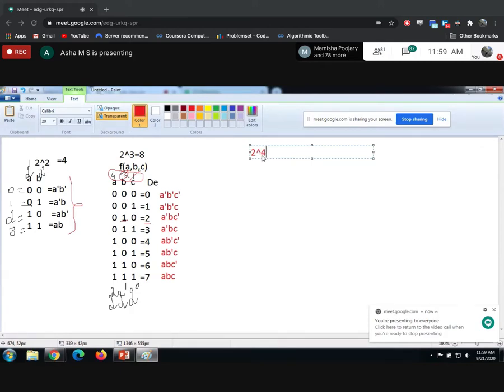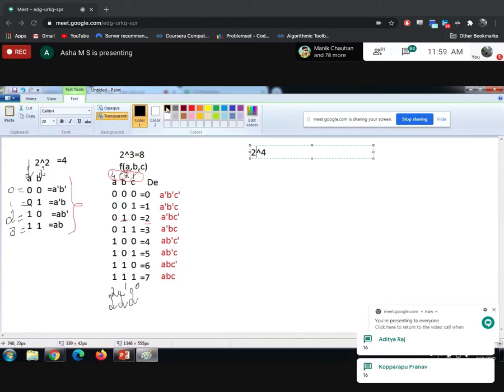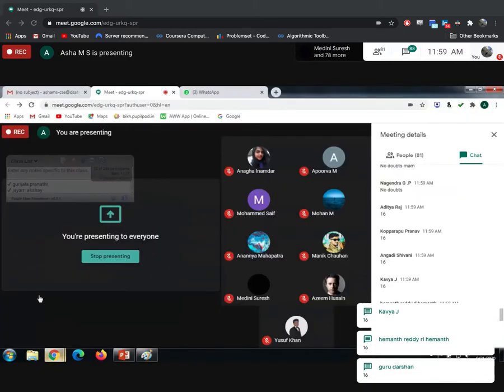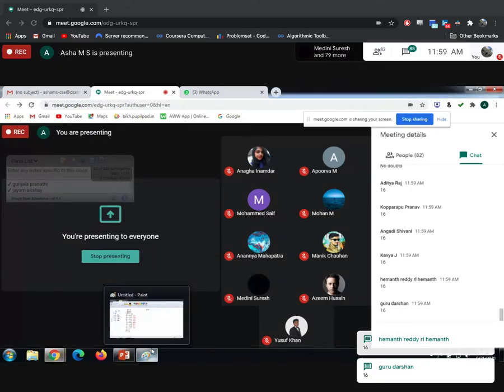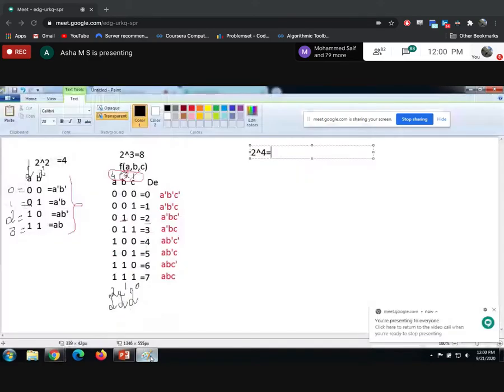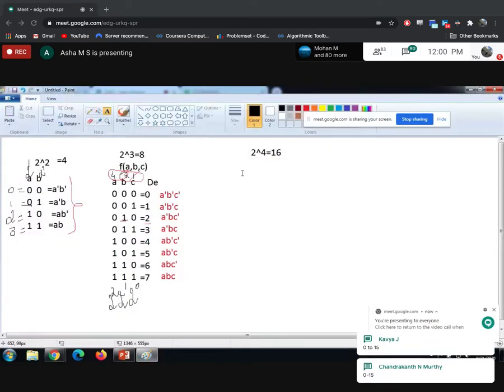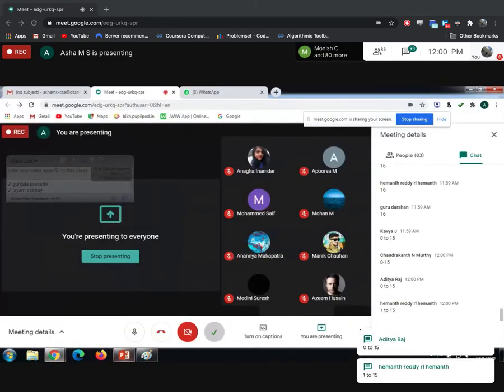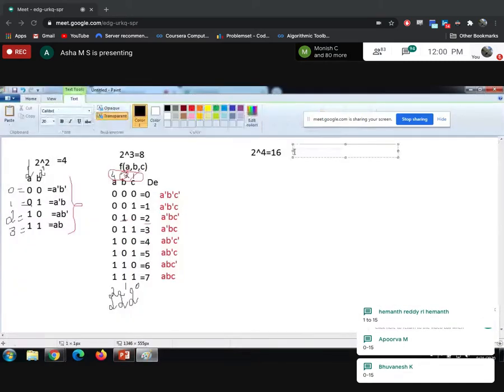So, when we say 2 to the power of 4, how many combinations we will get? It's 16 combinations. Can you tell me from where to where? Just tell me the range, starting and ending. 0 to 15. Very good. 0 to 15.